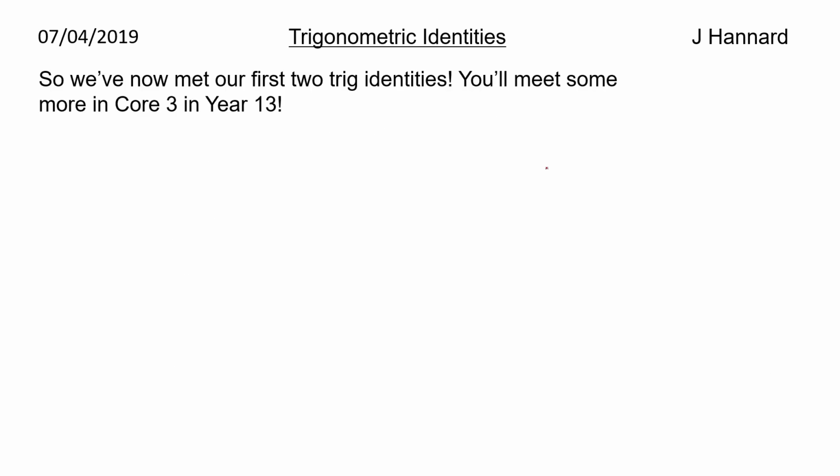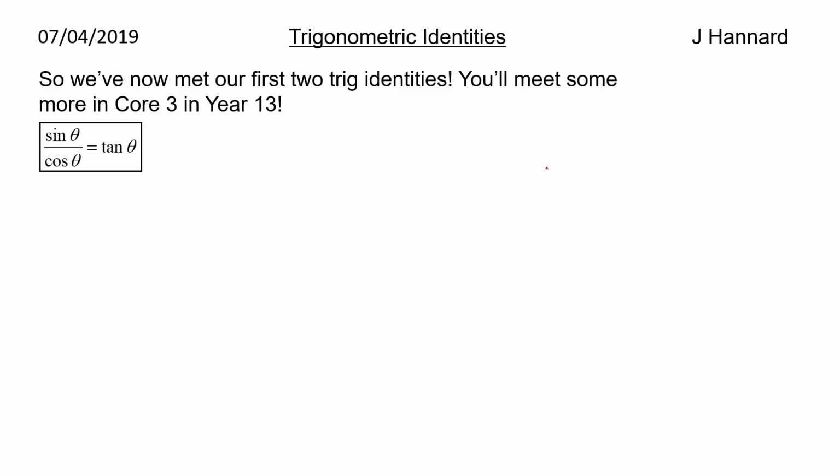So you've now met our first two trig identities. You'll meet some more in Core 3 in year 13, or the old style Core 3. I'm not entirely sure what the A-level stuff is now. I've been out of the game for a couple of years, so not entirely sure whether Core 3 still exists, but you'll learn more trig identities as you go along in your maths education.